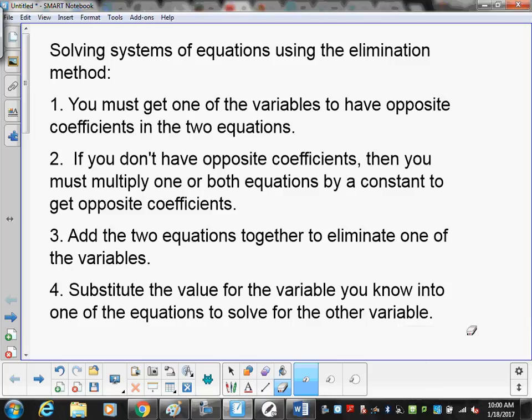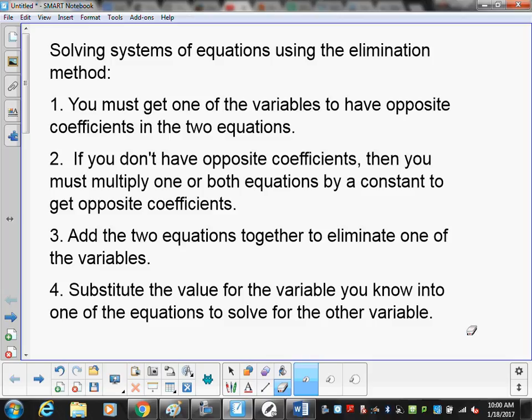Alright, so we've been working with substitution, and with substitution one of the goals is to get one of the variables by itself. Okay? With elimination, you're not trying to get a variable by itself as much as you're trying to eliminate one of the variables. Okay? And it's the same process. You want to get an equation that just has one variable so you can actually find a value.